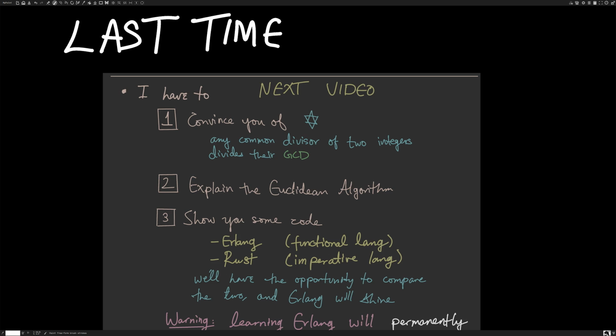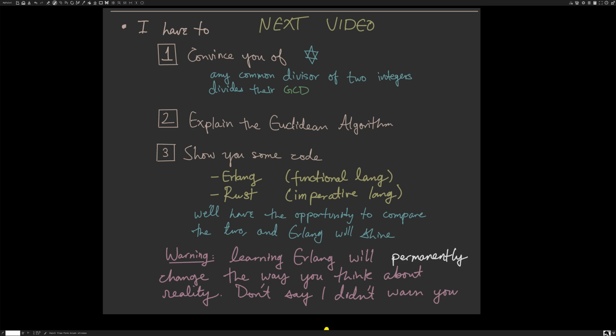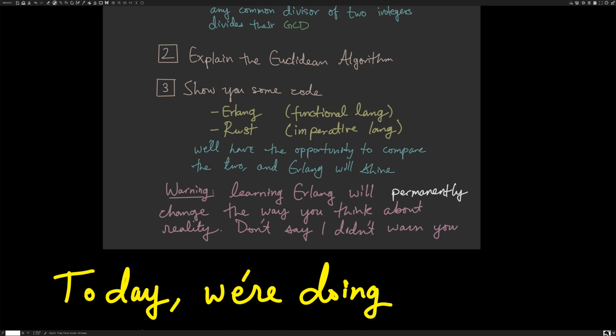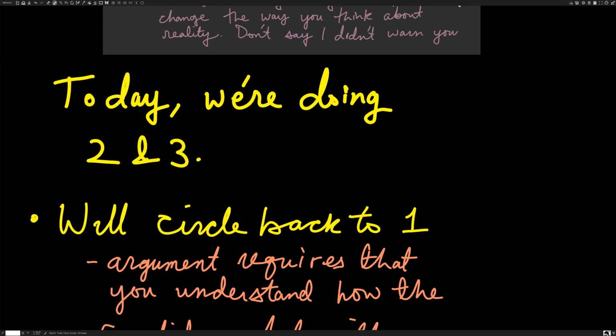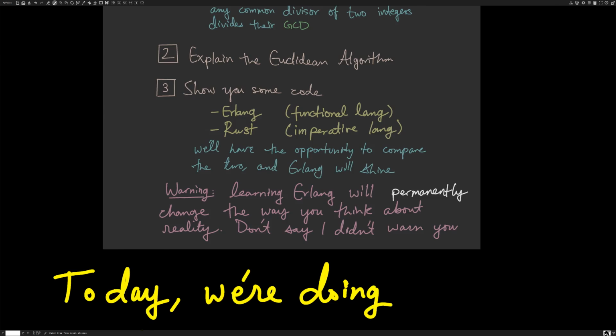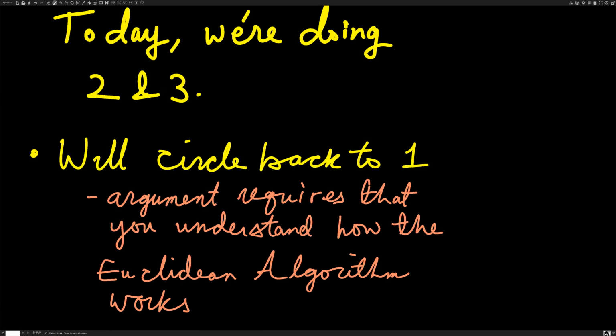I'm going to half convince you in this video, but really what I want to do is explain the Euclidean algorithm, show you some code, show you how we actually use this, and then go back to how this is supposed to actually work. And I want to repeat the warning: Erlang will permanently change the way you think about reality. Don't say I didn't warn you. Alright, so like I said, today we're doing 2 and 3 and kind of 1. And we've got to circle back to 1 and do it a little bit differently.